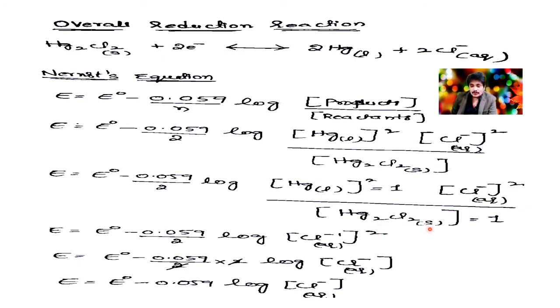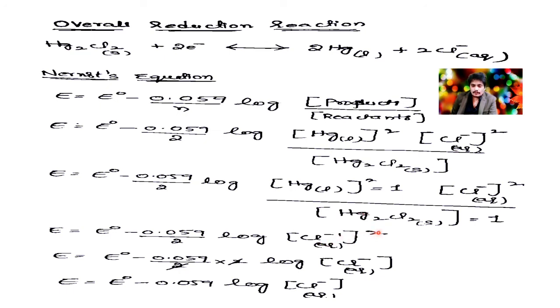So since it is a solid, its activity should be considered as unity. Now, whenever the activity of the mercury, which is one of the products, and mercurous chloride, which is the reactant, is considered as unity, this particular equation becomes E equals E naught minus 0.059 by 2 log. So this is 1, this is 1. What is the leftover part? Cl minus 1 to the power of 2.